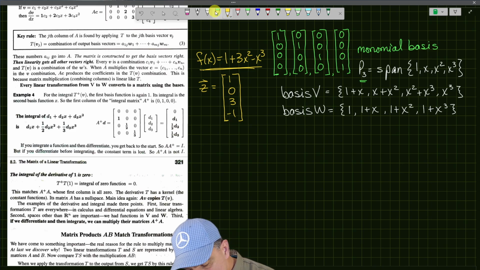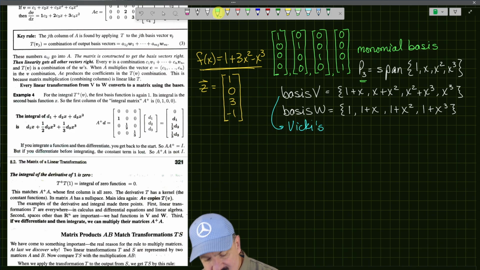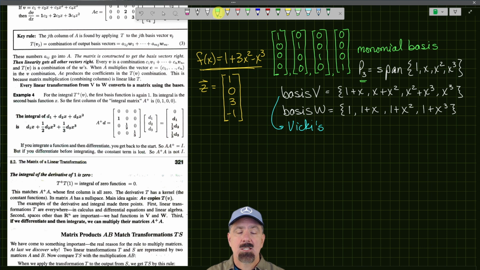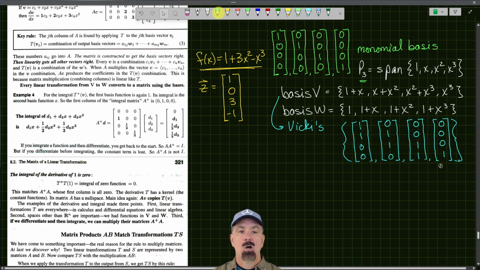And basis V, I'll use the cyan. I'm going to call this Vicky's basis, kind of going along the same lines as Grant Sanderson. So this is Vicky's basis. And what we want to do is understand how z, how the function is represented as a coefficient vector in Vicky's basis. So first things first, we need to write down the basis vectors using our monomial basis. Let me do that. All right, so these are the vectors represented in the monomial basis for Vicky's basis.